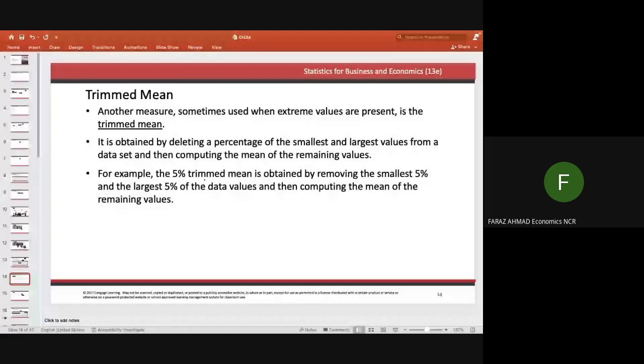Today we'll talk about the trimmed mean, again because of the reason that mean is affected by extreme values.